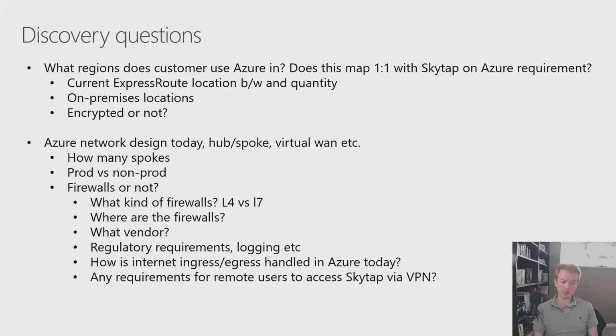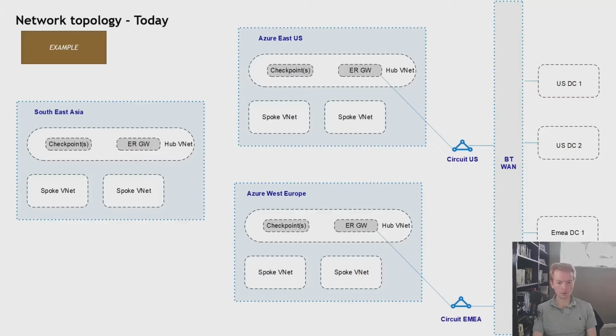And then the last one here, which is good to mention, is sort of remote access. So if you have got remote users, which of course is more and more frequent these days, do they VPN into Azure today? Do they need to VPN into Skytap in the future? What does that look like? When you've done that, you can sketch out at a high level what the customer's current Azure environment looks like, just to give yourself a feel for, okay, here are the regions, here are the on-premises locations, here are the circuits. This is what an example might look like. And then you will iterate on this to get to the Skytap network integration design.